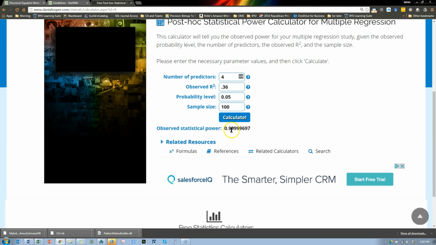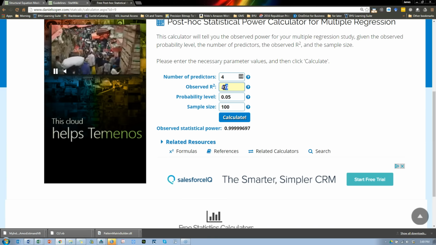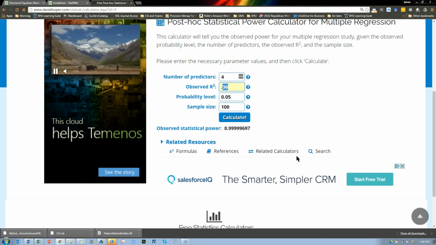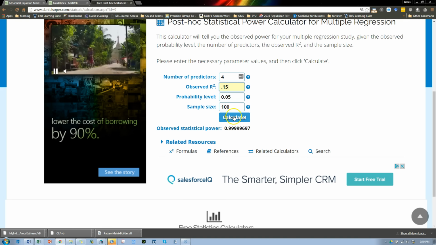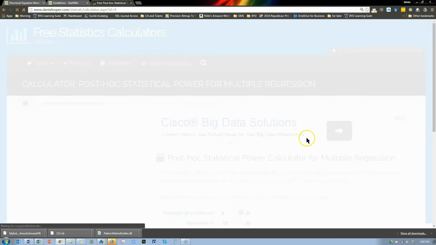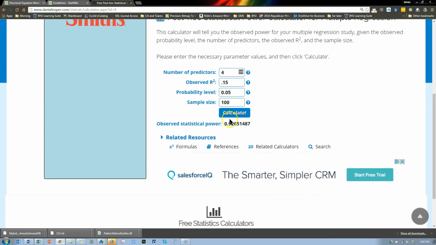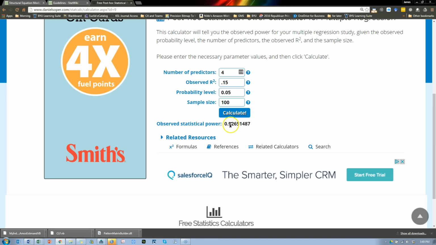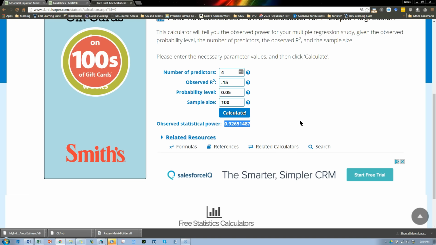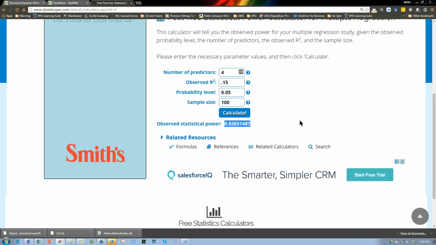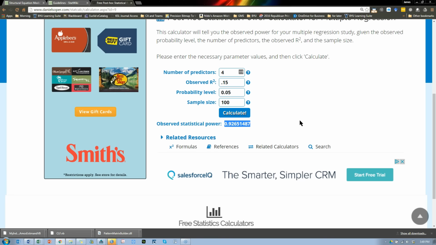We had a 99% chance of finding it. Really, that's because of the strong R square here. If we change that to 0.15, then you'll see we'll have a less likely chance of finding it, 92% chance. Anyway, so that's a post-hoc power analysis. If it comes out above 0.8, you can say we did a post-hoc power analysis, and in fact, we did have power to detect significant effects that might have existed.